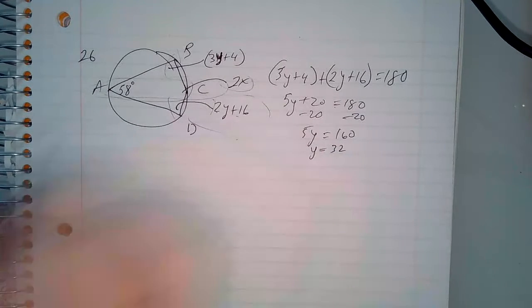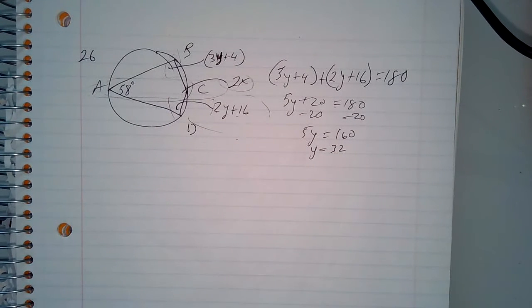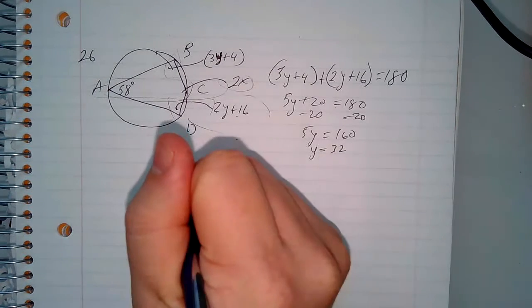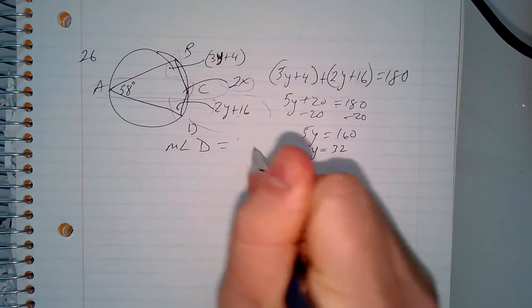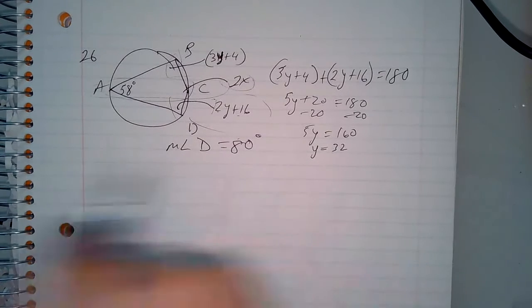Plug it back in here. So 2 times 32 plus 16 is going to give me 80. So the measure of angle D is going to be equal to 80 degrees.